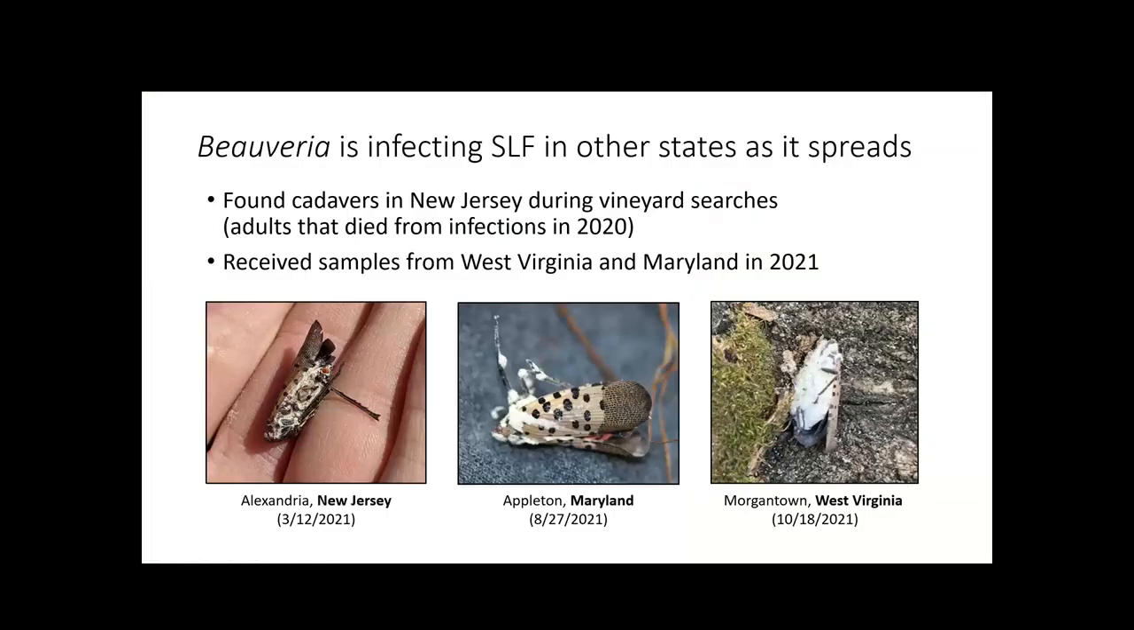Another cool thing is that as lanternflies spread, we have found Beauveria infecting them in different states. It went into New Jersey, and we found it there. We've seen it in Maryland, and we've seen it in West Virginia. That's really no surprise. Beauveria doesn't care about state borders or boundaries or which football team you root for. Beauveria is all across the country. So as lanternfly spreads, you'll probably see it die from this fungus in different places.